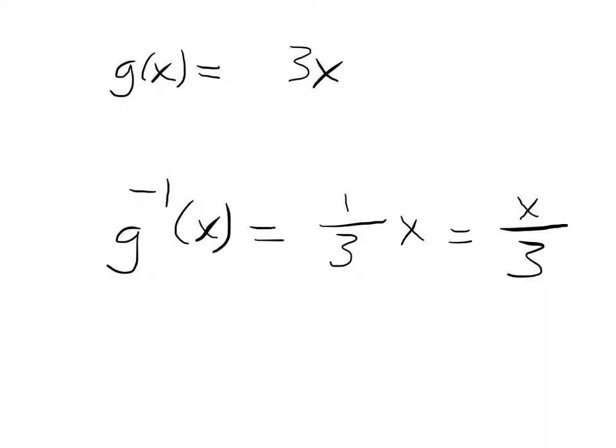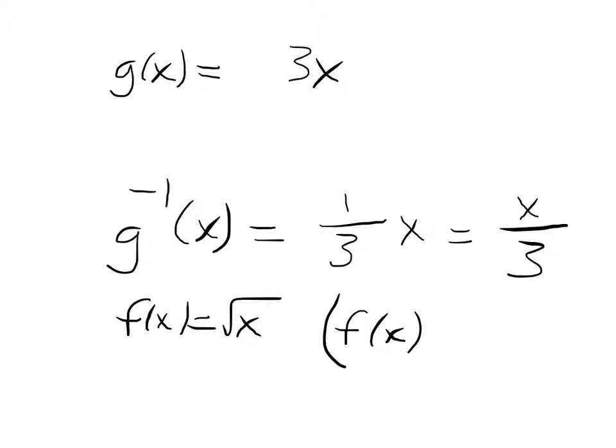Note, if I want to actually write the reciprocal of a function, for example, let's say we have f of x equals the square root of x, and I actually want to take its reciprocal, I would write f of x, and then the whole thing in parentheses I would reciprocate. That would be 1 over root x.